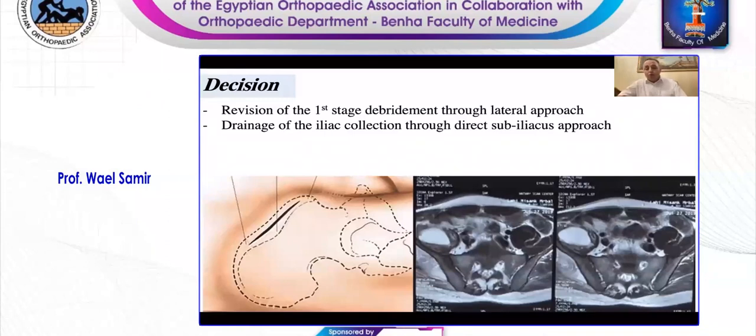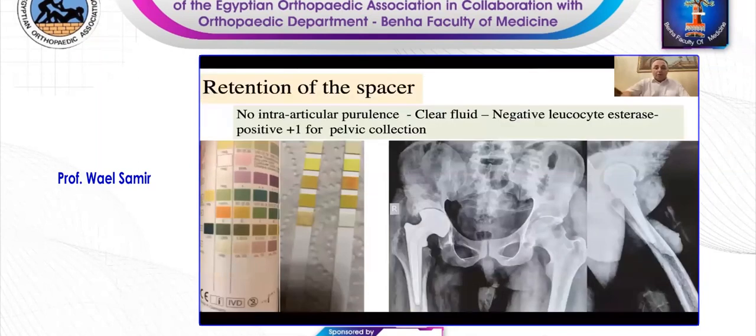and postpone going for the definite hip surgery. And we added another approach, which is the iliac part of the ilioinguinal approach, with direct access to the collection on the medial side of the iliac bone. We drained all the collection, but we retained the prosthesis, the cement spacer with antibiotics, because when we went inside the hip itself, the fluid was still clear and negative for the intraoperative leukocyte esterase examination, but positive for the pelvic collection.